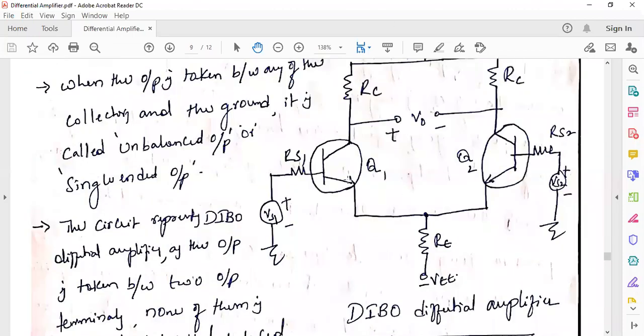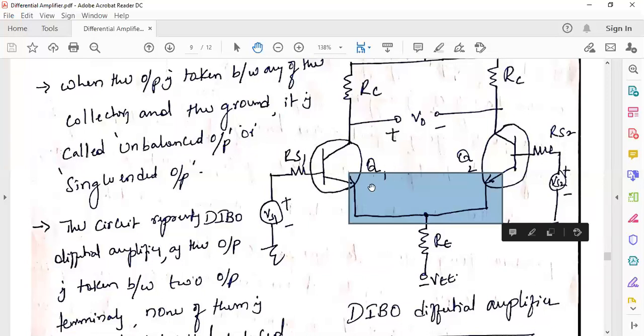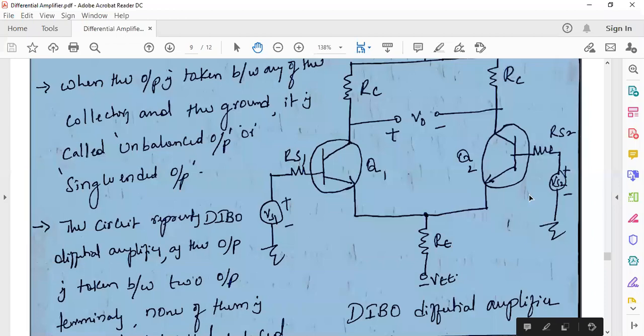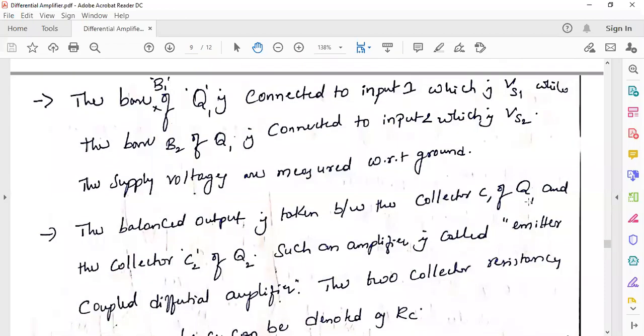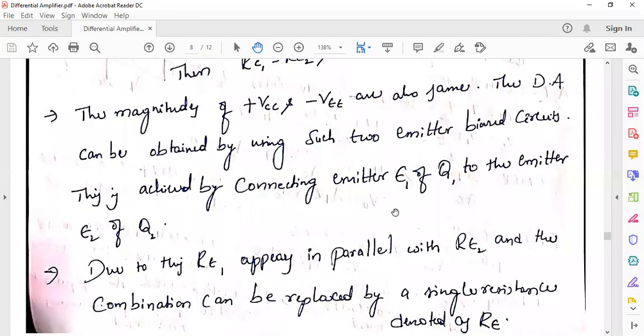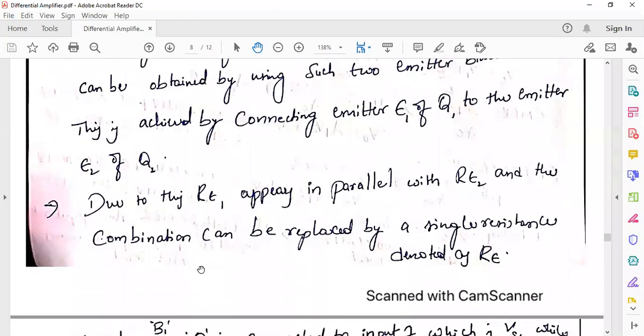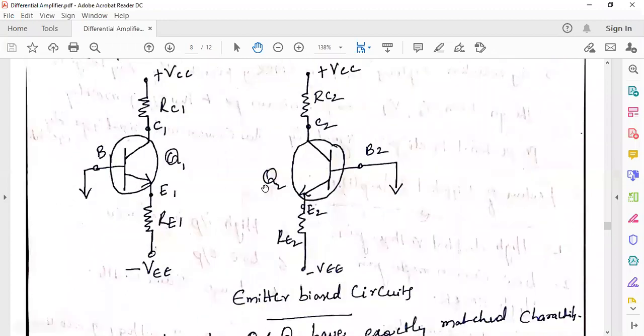Here, if you observe, the emitter of Q1 is connected to the emitter of Q2. This is achieved by connecting the emitter of Q1 to the emitter of Q2. Due to this, RE1 appears in parallel with RE2, and the combination can be replaced by the single resistance denoted by RE.